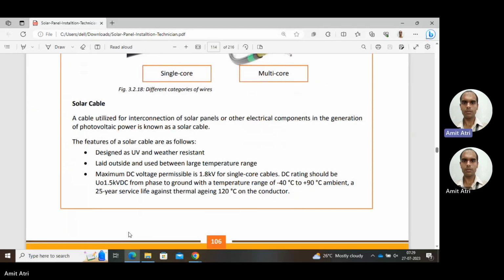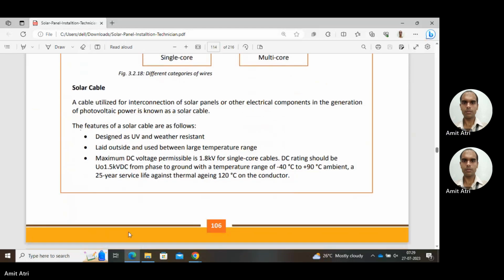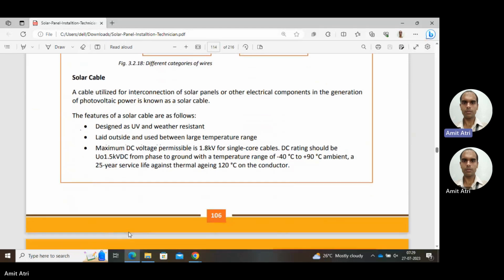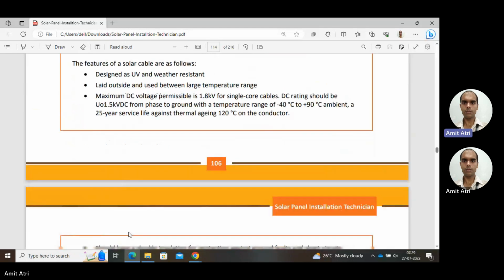Second point, it is laid outside and used across a large temperature range. In the sun there is a huge temperature variation, summer to winter. It has to stay outside the house every time, so it has to face that temperature range as well. The maximum DC voltage permissible is 1.8 kV for single core cables. Here we can decide: if it is more than that, then we need multi-core cable. Then the temperature range is approximately -40 to 90 degrees Celsius, which is what we usually have in our locations.